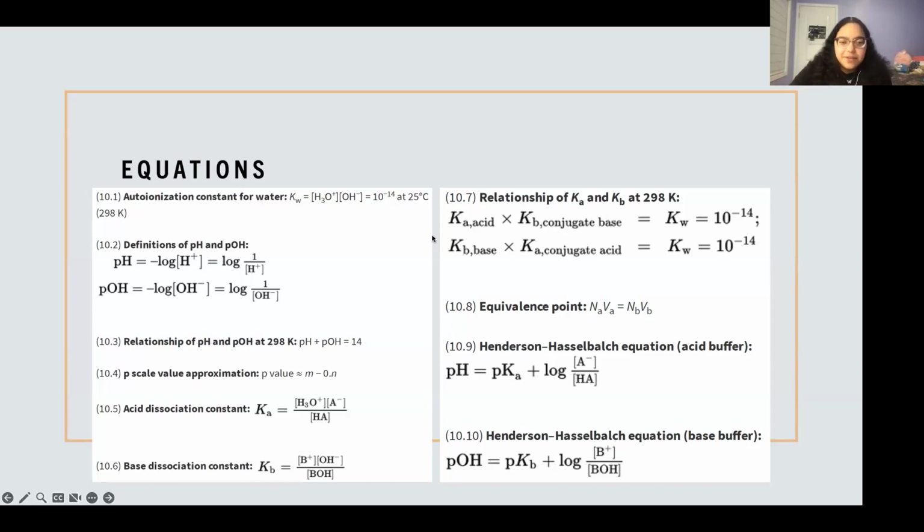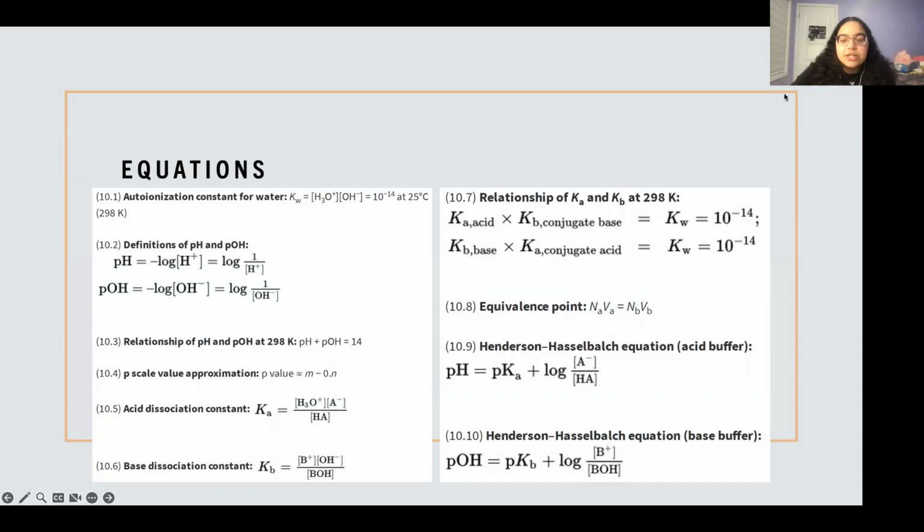And then, speaking of Ka, the acid dissociation constant, and the base dissociation constant, Kb, you can get those from writing out the reaction of the dissociation. Like if HA goes to A minus and H3O plus, this is what the equilibrium constant would be. The relationship of those is that Ka times Kb, for an acid and its conjugate base, or a base and its conjugate acid, will equal Kw, that 10 to the negative 14.